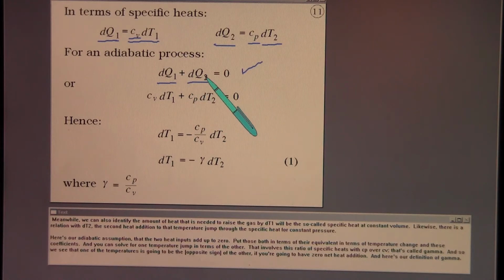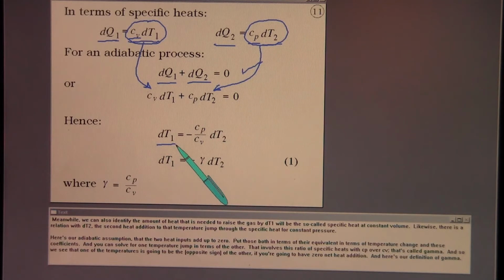Put those both in terms of their equivalent in terms of temperature change and these coefficients. Then you can solve for one temperature jump in terms of the other. That involves this ratio of specific heats, Cp over Cv. That's called gamma. And so we see that one of the temperatures is going to be the negative of the other if you're going to have zero net heat addition. And here's our definition of gamma.